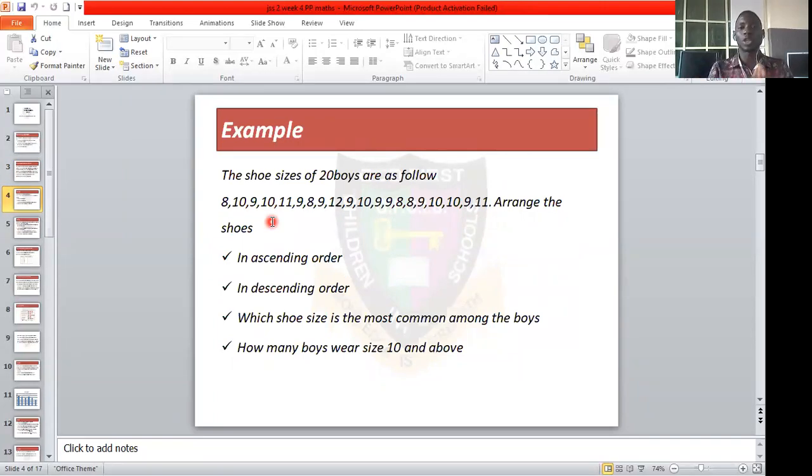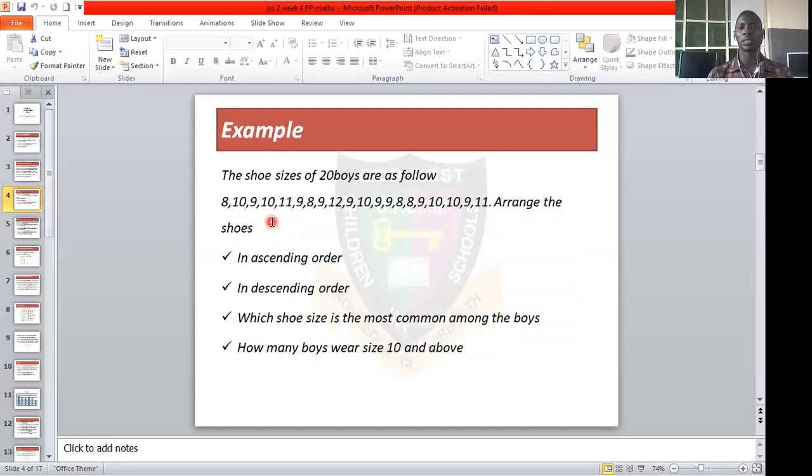You can't pick a pattern from the arrangement. 8 is less than 10, but 10 is greater than 9, and 9 is less than 10 again. 10 is less than 11, 11 is greater than 9, 8 is less. You can see they are not well arranged.